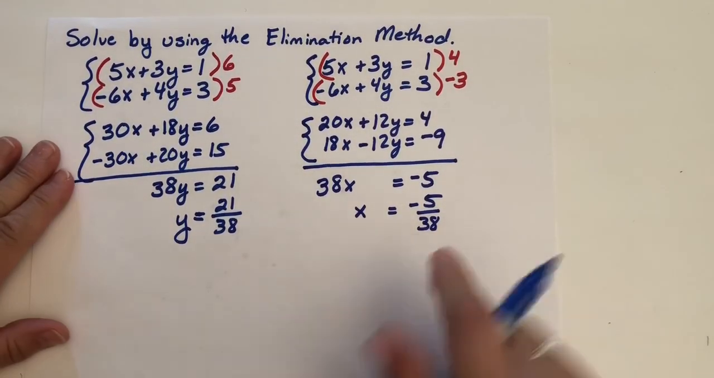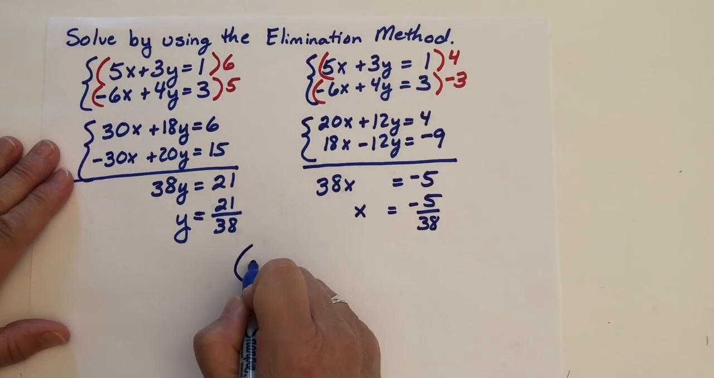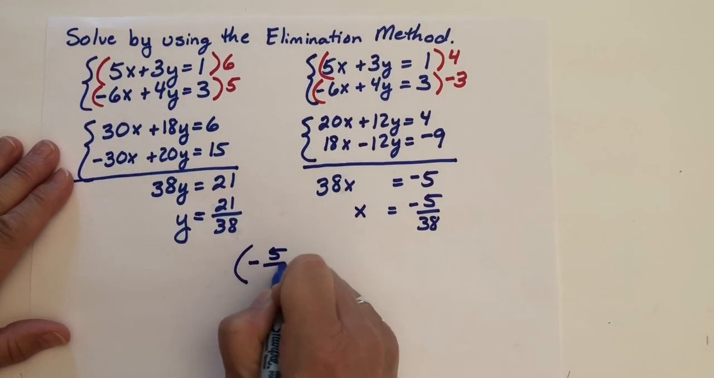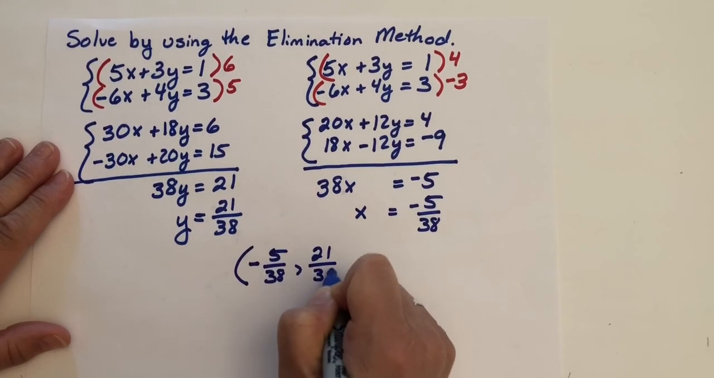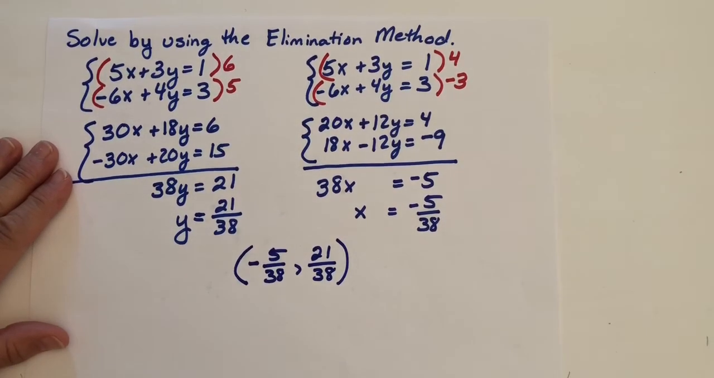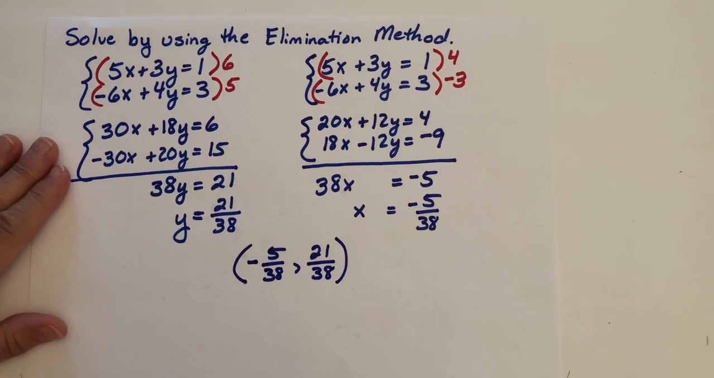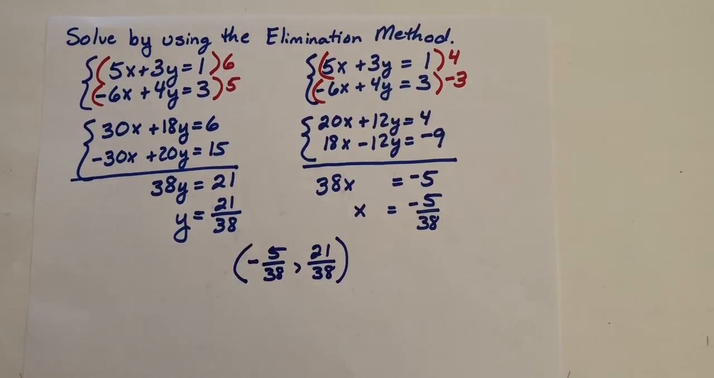So we had these two entertaining values for our solution, but it still wasn't too bad to find them. We just used the elimination method twice. So our solution is -5/38, 21/38, and we have finished solving the system. I hope now you'll go practice those 3 strategies for solving systems.